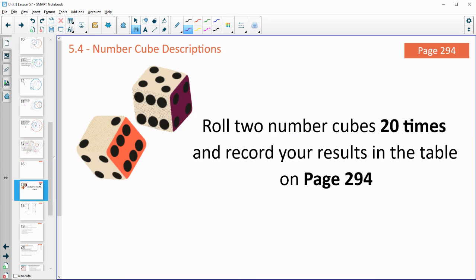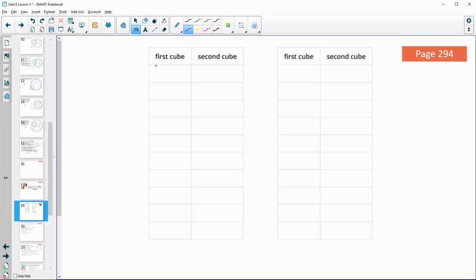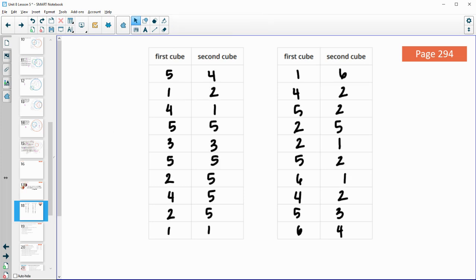All right, then in activity 5.4, you're going to roll a number cube 20 times. If you're doing this at home, I've rolled it for you so that you can have the data. So here are the rolls for the first cube and the second cube, and you can record this on page 294 in your table. And then you're going to end up using that data.